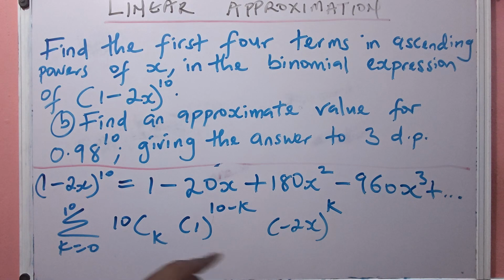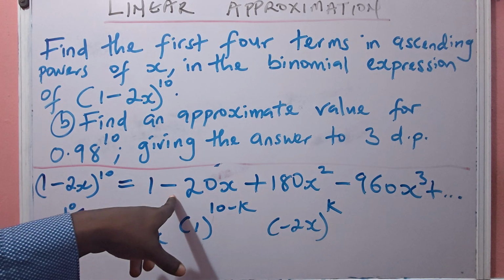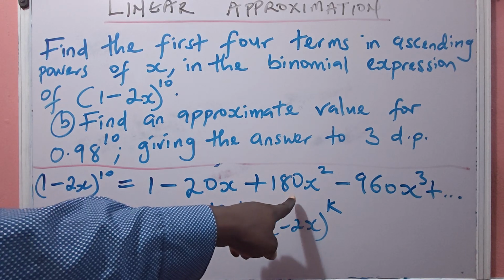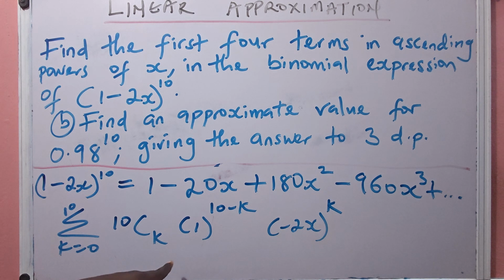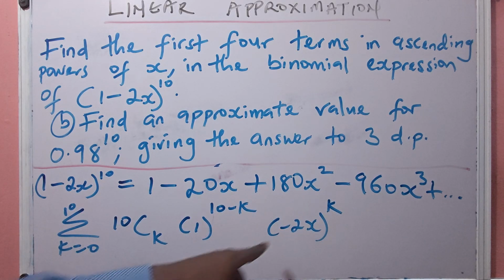If you go on to solve that, that means fixing k as 0, you'll get 1. You fix k as 1, you get minus 20x. You fix k as 2, you get 180x squared. Sorry, k as 0, k as 1, k as 2, k as 3. If you fix k as 3, you will get minus 960x cubed. All right, so that's the general thing we did to arrive at this result. So now the real concept of linear approximation, which is the basics of this video, let's get right into it.